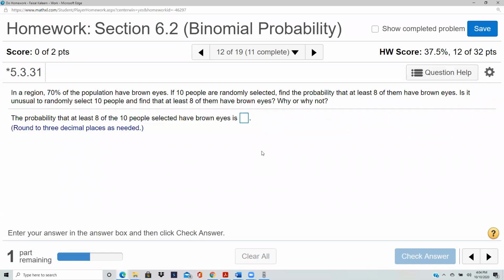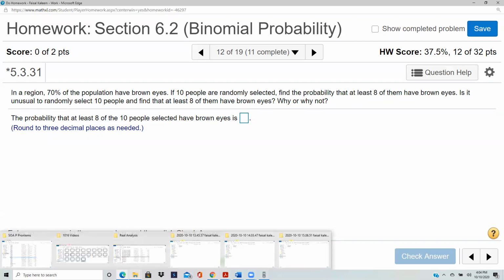In the region, 70% of the population have brown eyes. 10 people are randomly selected. Find the probability that at least 8 have brown eyes. Okay, so you either have brown eyes or you don't. Two possibilities, so binomial. 10 is the n here because you're doing 10 experiments, and the probability of success is 0.7. Success is having brown eyes in this case.